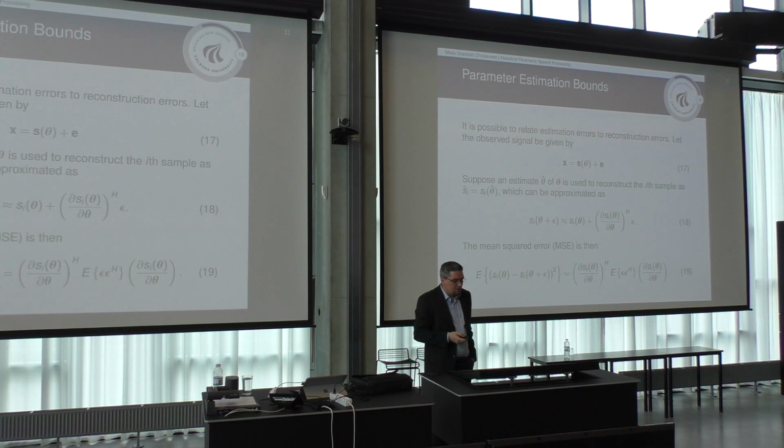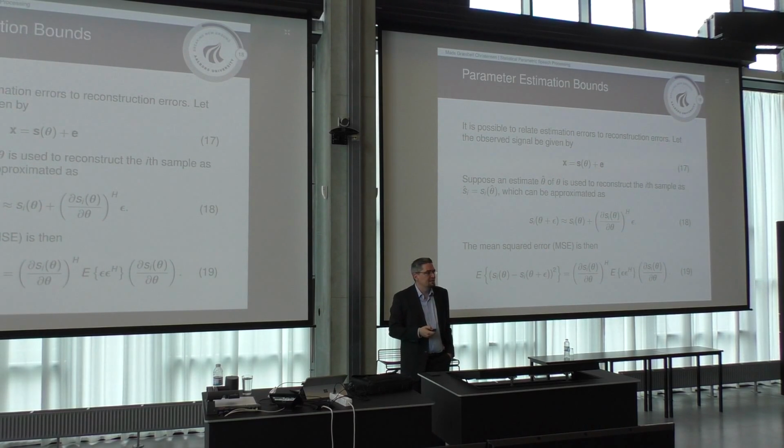Okay, we might also wonder, can we say something about it if we're trying to estimate parameters and then we want to use those parameters to actually re-synthesize signals? Can we say something about the errors we make then? Well, actually you can. If you say that our observed signal is X, and there's a noise E as before, and now we have S of theta here. And now we estimate theta and call that theta hat, and we reconstruct the ith sample here. Then say we make an error which is epsilon. So then we can use a Taylor expansion to say something about the kind of error we're making here.